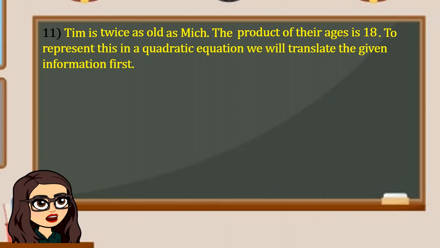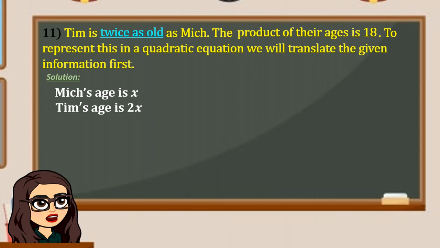So, for example, kung si Mitch ay 3, si Tim ay 6. Kung si Mitch ay 4, si Tim ay 8. Kung si Mitch ay 10, si Tim ay 20. So, multiply lang by 2. Pero since hindi natin alam yung age ni Mitch, we're going to represent that by X. And next, sinabi, twice as old, so meaning, the age of Tim is 2X. So, since wala pa kasing age si Mitch, so X lang. So, X times 2, so magiging 2X.